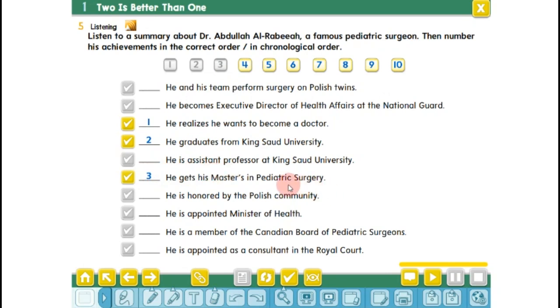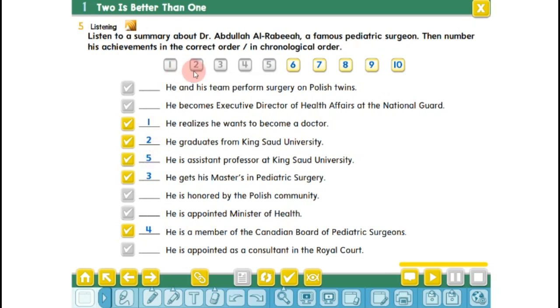هنا معناه يا شباب جراحة الأطفال. Number four, he is a member of the Canadian Board of Pediatric Surgeons. الممبر هو عضو في المجلس الكندي لجراحي الأطفال. Number five, he is assistant professor at King Saud University.